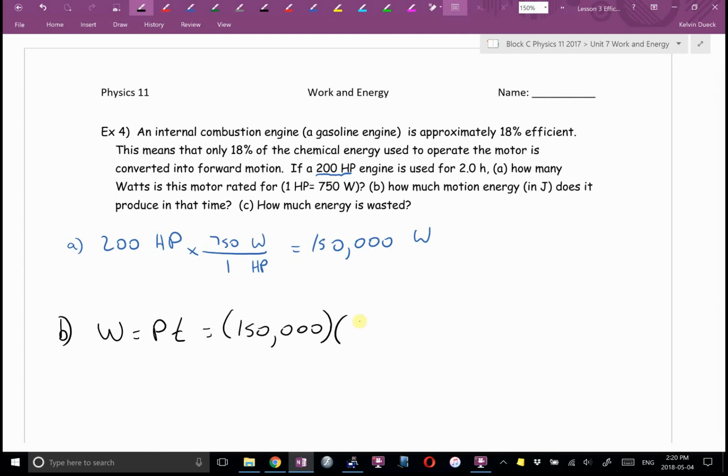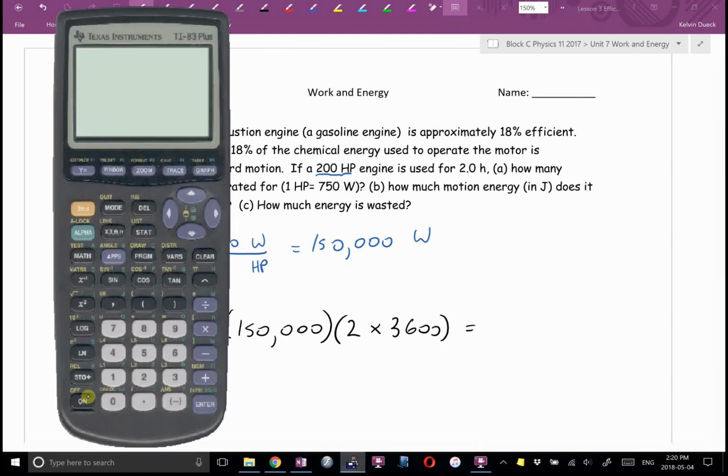How do I convert hours to seconds? There are 60 seconds in a minute and 60 minutes in an hour, so I think it's 60 times 60. I think it's 3,600 seconds in an hour. So I'm going to take the shortcut and just do that. That's why there's a 2 right there.